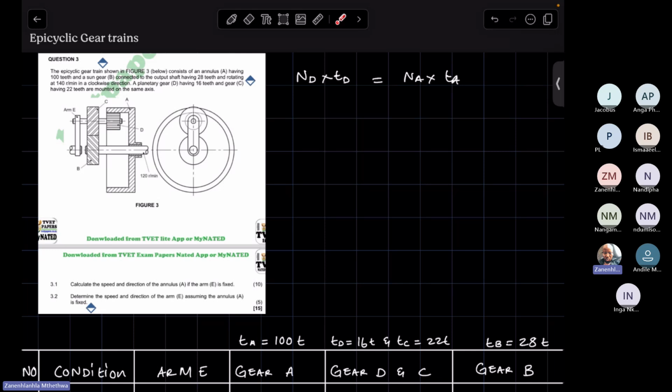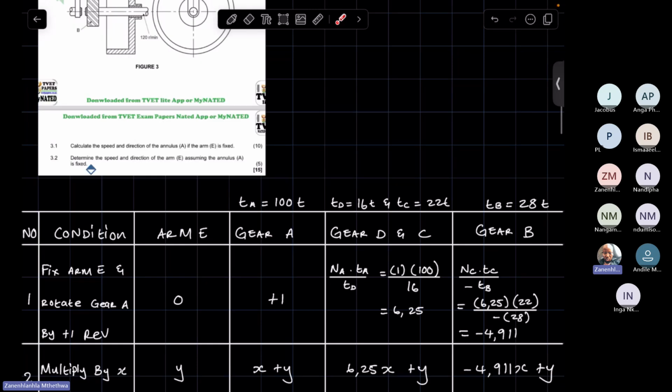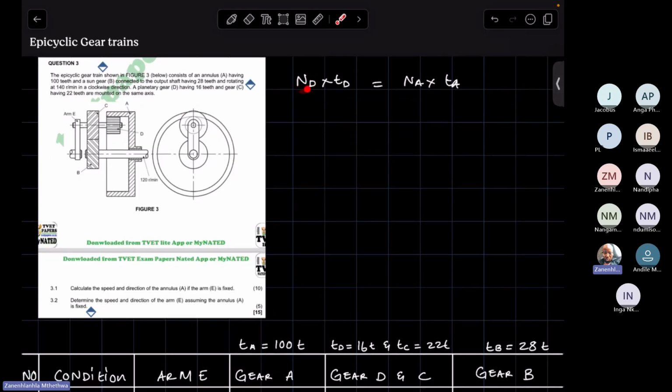So again, first step, establish the relationship between the two meshing gears, which is Vd is equal to Va. Second, you establish direction of rotation. We've established that this is going clockwise, and that whichever gear meshes with the annulus goes in the same direction as the annulus, meaning that gear D is also going clockwise. Now, third step is to solve for what you're looking for. We are looking for the rotational frequency of D. Remember, in condition one, you are trying to establish the rotational frequency as well as direction of rotation of each gear if the arm is fixed and the annulus has been rotated by one revolution clockwise.